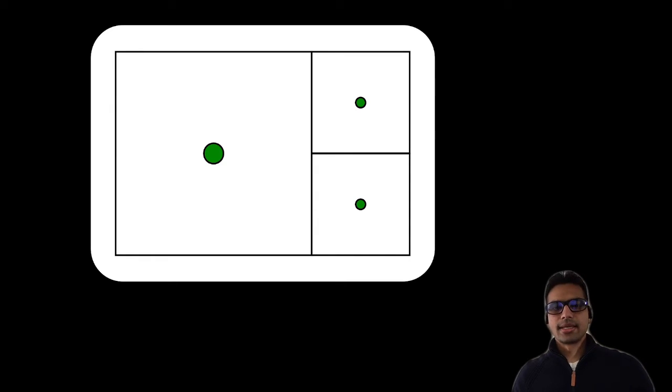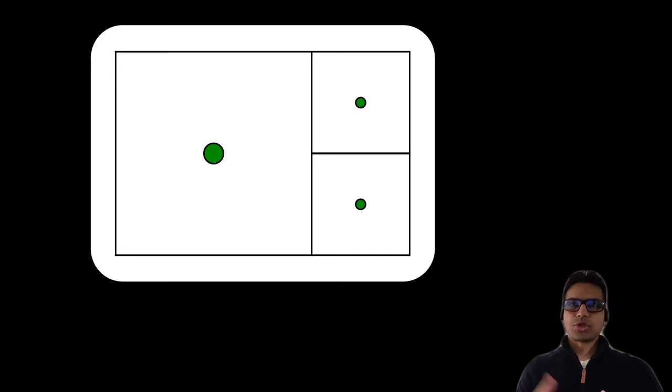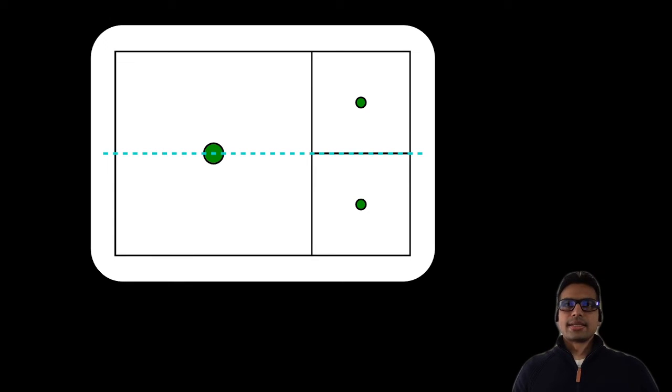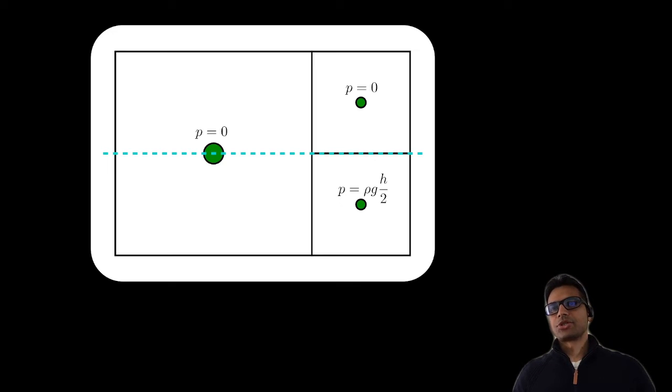So why is this a challenge? Let's consider a very simple example to understand the problem. Suppose our adaptive pattern looks as shown here, and the liquid surface exactly passes through the center of the coarse cell. If we look at the exact solution for the pressure, then it should be zero at the coarse cell and at the fine top cell, and for the bottom right cell, it should be rho g h over 2. Now this is what the exact solution for pressure should be. It is not an approximation that is given by an approximate numerical solver.